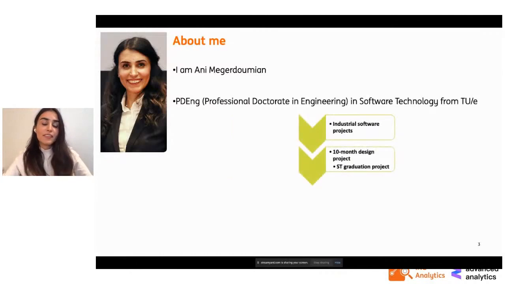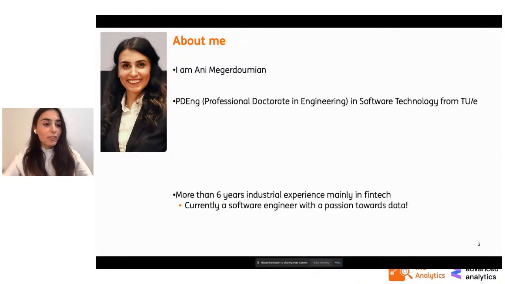And the main focus of the second year is a personal project, which in my case, I did at ASML, which is based in Veldhoven, Eindhoven. And today I'm going to give a case study that I did in my final project there. I have more than 6 years of industrial experience, mainly in fintech, currently a software engineer at ING for a year now, with a huge passion towards data. So, all right, let's get it started.